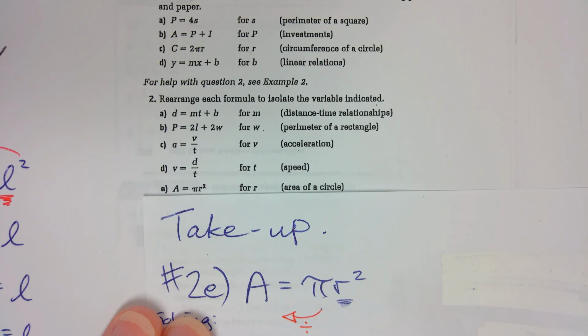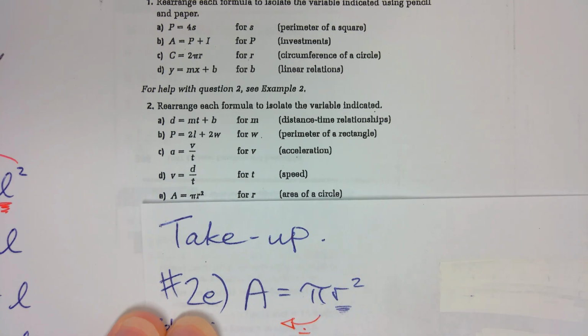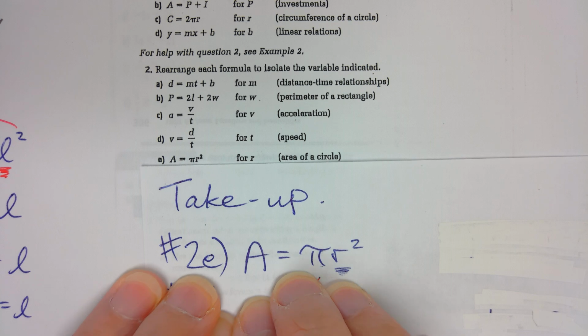Let's take up some of these. So for example, number 2e, I have A equals pi r squared. I want to solve for r. So that means I have to move away that pi, and I have to move away the square. Which one do I undo first? Which one should I move away first, the pi or the square?